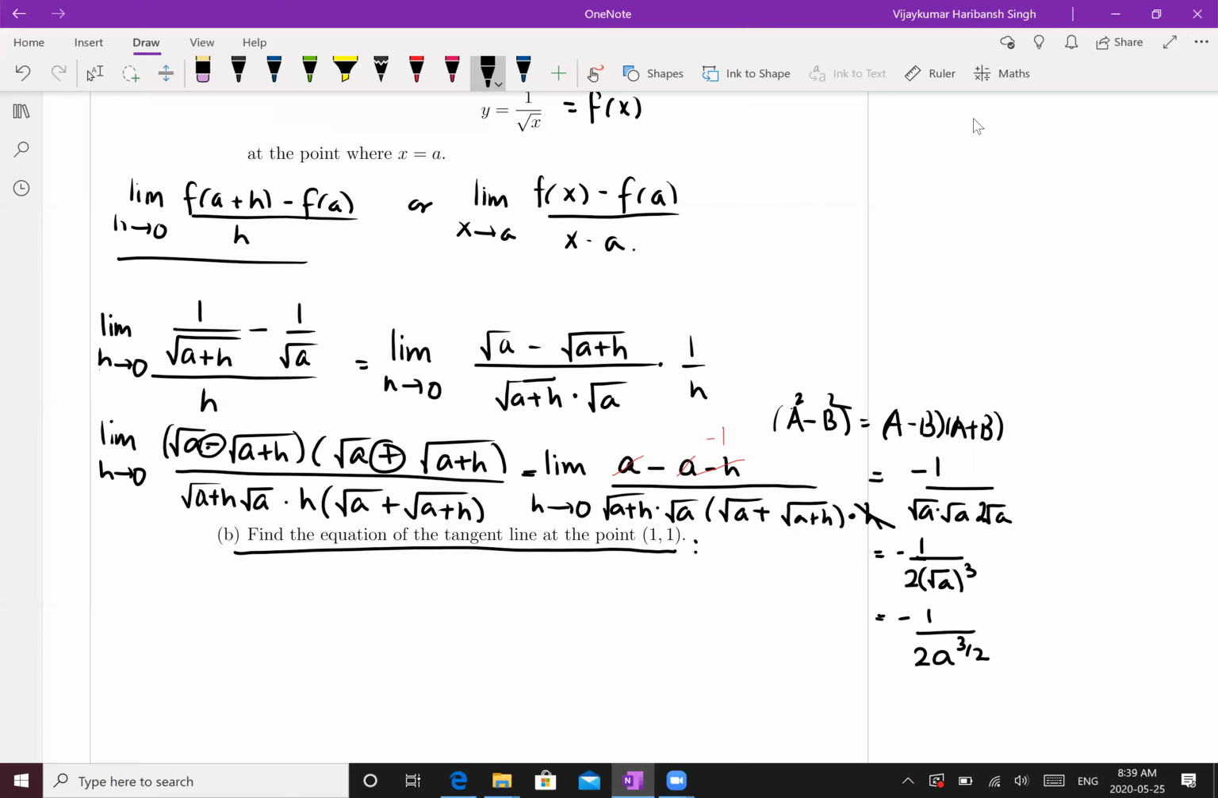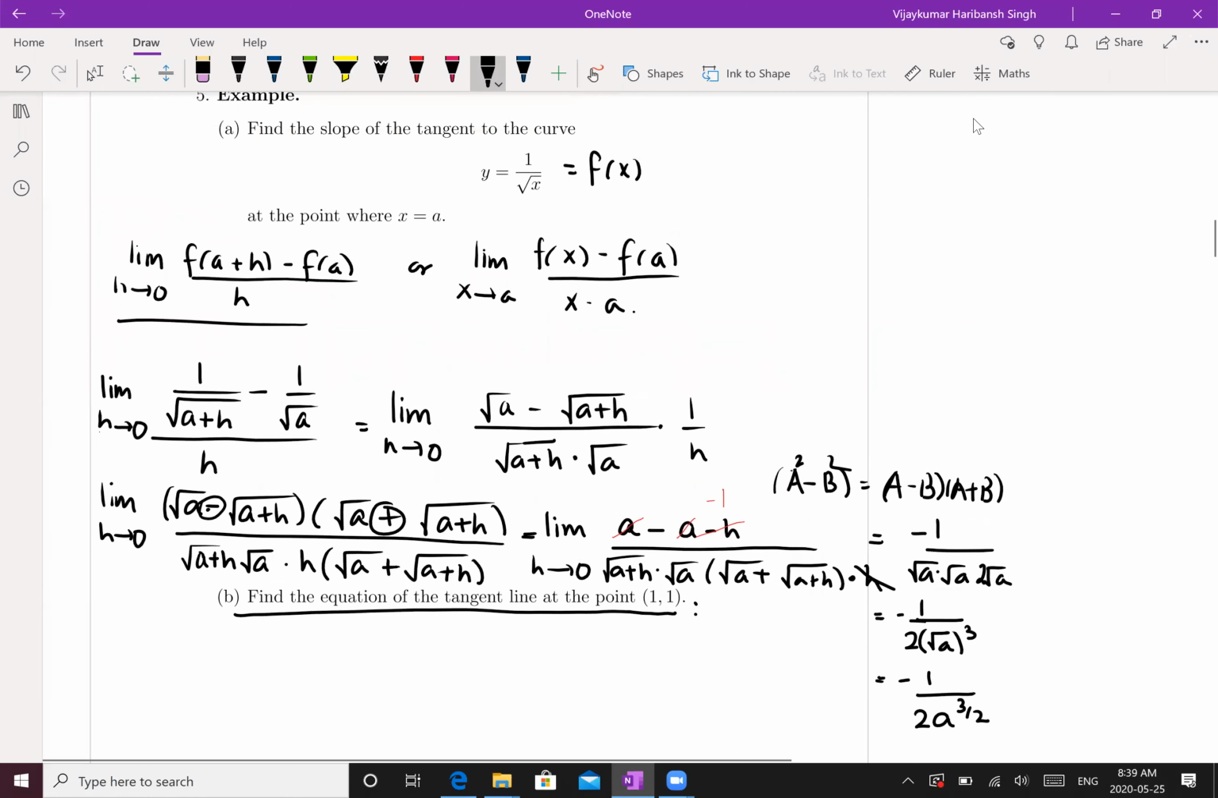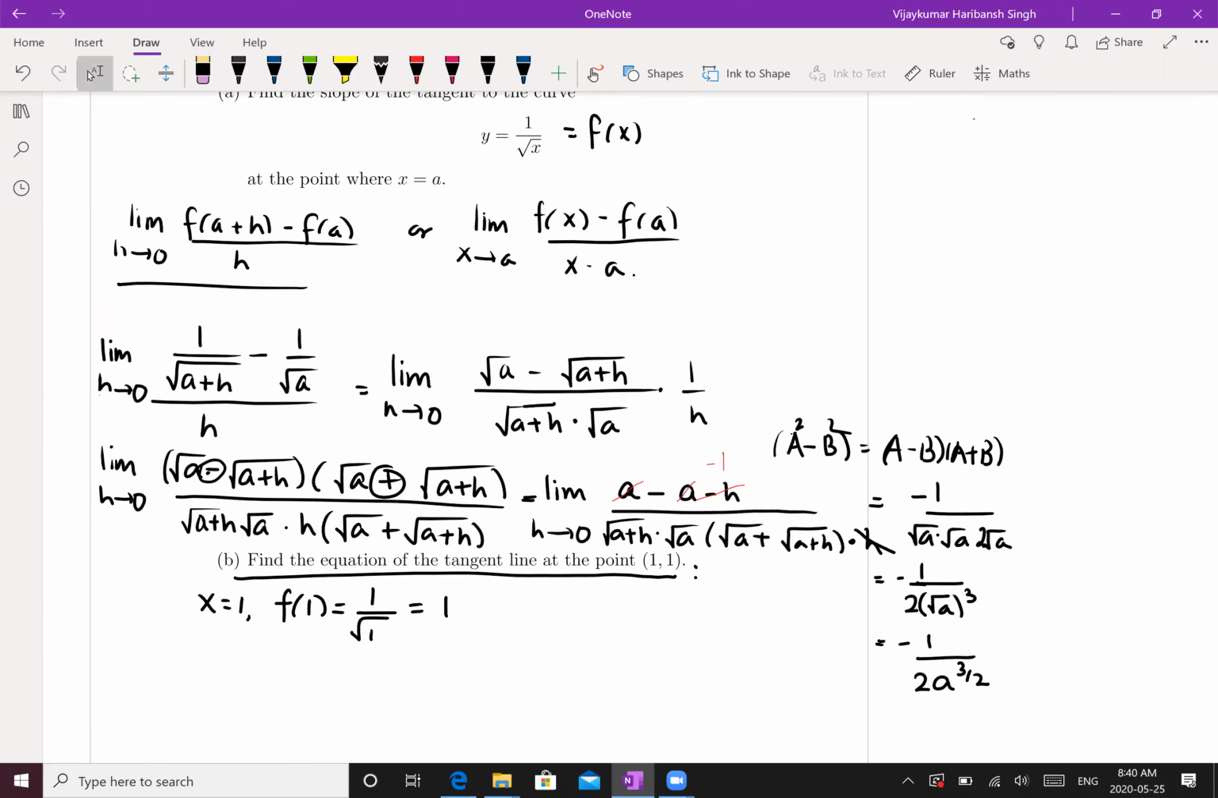So the equation of tangent line, after all, it's a line. So let's check whether 1, 1 lies on this graph, and it does. When x is 1, you have f of 1 is 1 upon square root of 1, which is 1. So this point lies on the graph, and what do you get?